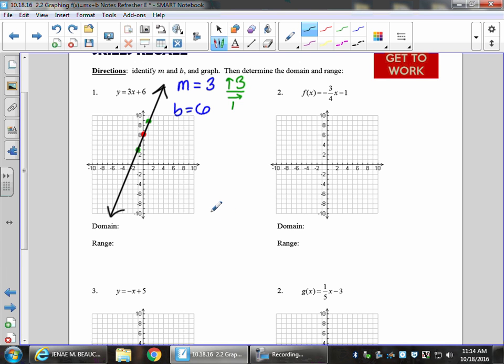What's the domain of this function? Coming from the left, arrow. Coming from the right, arrow. Yes, all real numbers or negative infinity to infinity, whatever you like to write. How about the range? Come in from the bottom, what do you hit? Arrow. Come in from the top. Arrow. So what's the range? Yes. Negative infinity to infinity or all real numbers. Work on number 2 on your own. What is M? What is B?